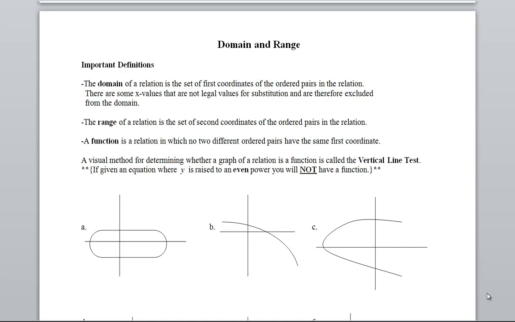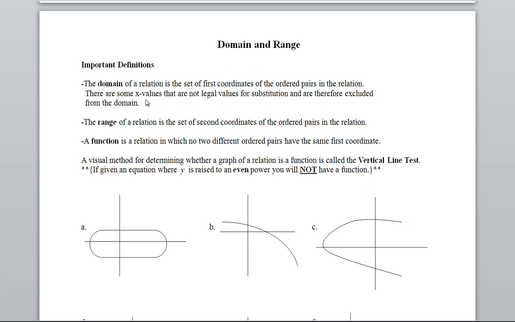The domain of a relation is a set of first coordinates of the ordered pairs in the relation. If you remember your ordered pairs, you have parentheses x comma y. So it's referring to the first coordinates, it's referring to your x values.